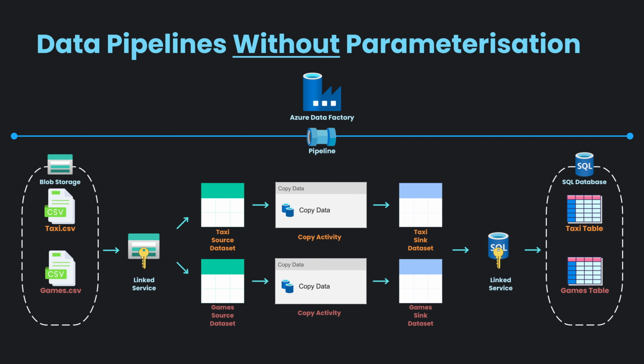For instance, let's say you want to load another file called games.csv. Within the pipeline context, you will need to create a new games.csv source and sink dataset, as well as adding one more activity to copy this data. Now that is an additional 3 objects created in the pipeline for one file. So if you have 20 additional files that you'd like to load, that is an additional 60 objects that you will need to create in Azure Data Factory. As you can imagine, that is not the best way to approach this.